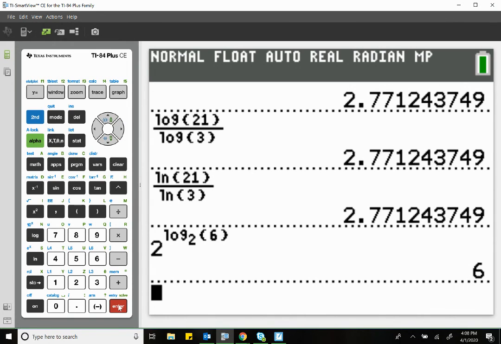See, 6. That's because these two are canceling each other out because they're the yin and the yang to each other. Exponents are the inverse to logs, and logs are the inverse to exponents. They cancel each other out. They undo each other. Like squaring takes care of square roots. Square roots take care of squaring. Adding has subtracting. Subtracting has adding. They're inverses to each other.